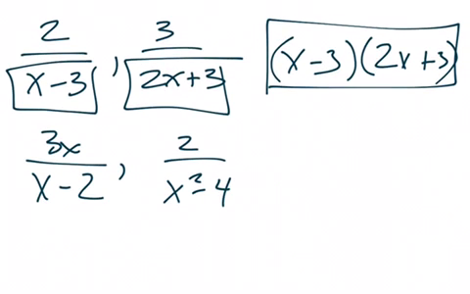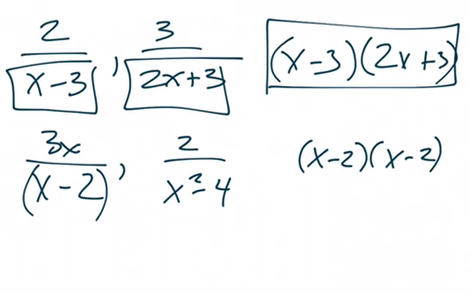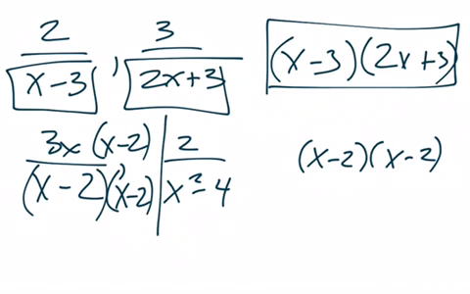But in this one, think about x squared minus 4. Wait a second. That is a difference of squares. It's x minus 2 times x plus 2. So I can turn this into x minus 2 times x plus 2 by simply multiplying the top and the bottom by x minus 2. And now I'll have two common denominators. Okay? So hopefully that makes some sense as to how we actually get the denominators to be the same.